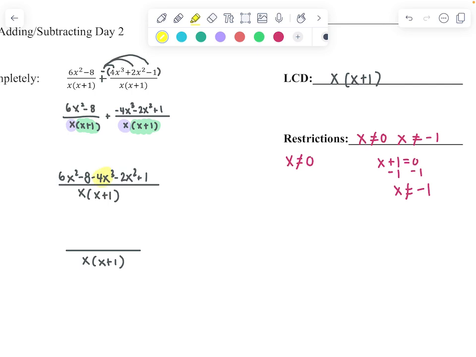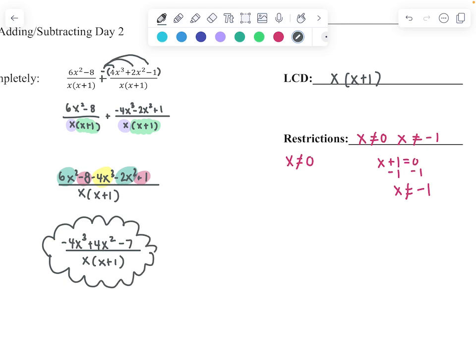There's nothing else to the third power, so our -4x to the third will be here. To the second power, we have a 6x squared minus 2x squared, so that becomes 4x squared. We don't have any x terms, but we have some constants, so -8 plus 1 is -7. So that is my answer, simplified fully.